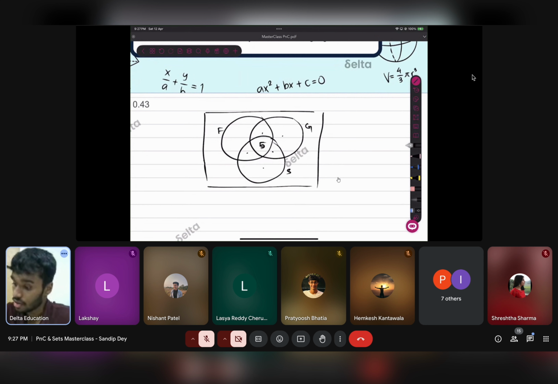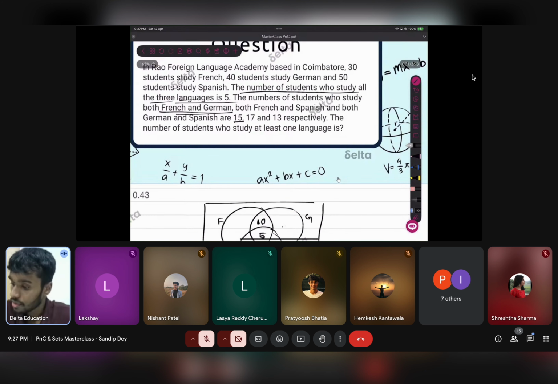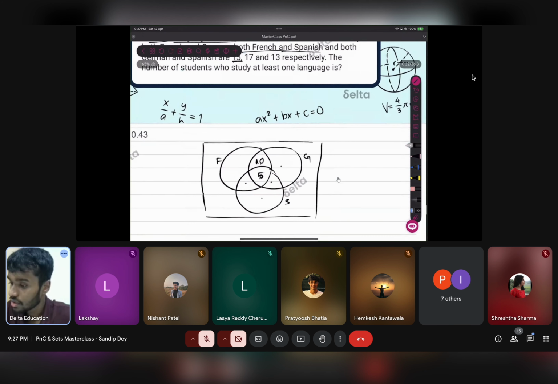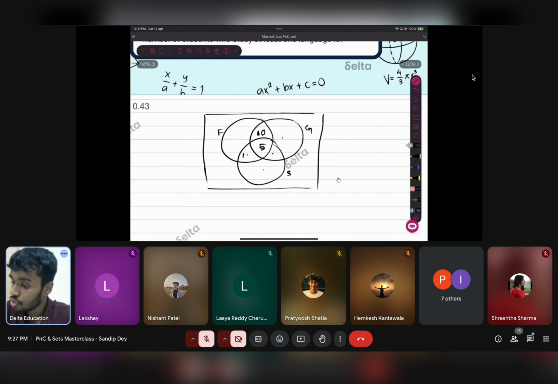So how many students study only French and German? That is 10. 15 minus 5, that is 10, right? Only French and German, not all 3 of them. So that is 10. Then I have both French and Spanish, which is 17. That means 12 students study only French and Spanish, okay?